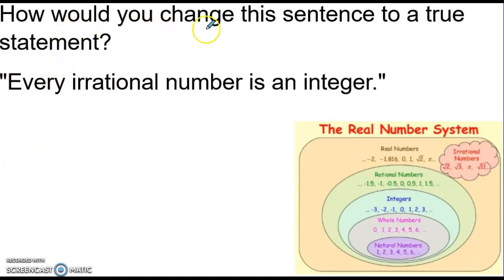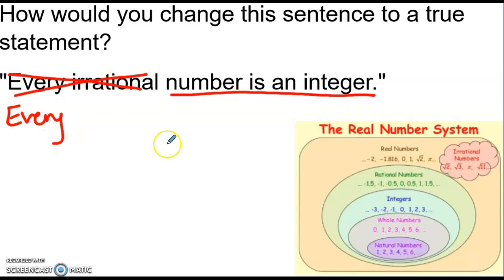For this one, how would you change the sentence to a true statement? It says every irrational number is an integer. So if we're over here looking at irrational numbers and it's saying that they are integers, that is not true. Irrational numbers are numbers that never end and never repeat. So that's just not true. But if we keep "is an integer" and we just try to fix this first part, we know it's not every irrational number. Let's see what every kind it is.